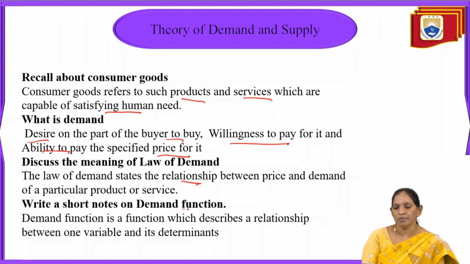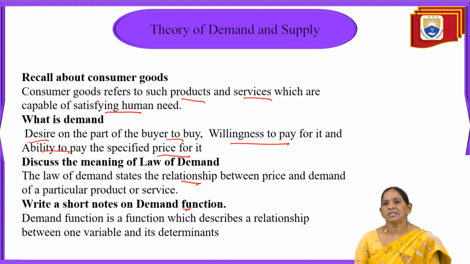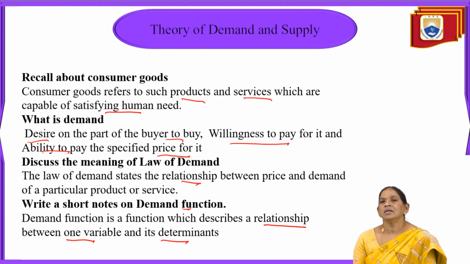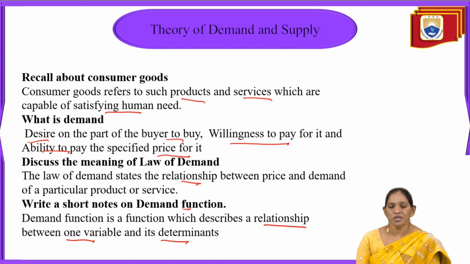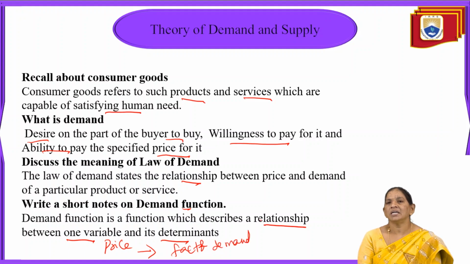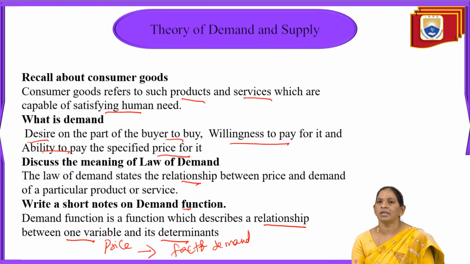Write a short note on demand function. A demand function is a function which describes the relationship between one variable and its determinants. Function means a relationship. We take one variable, that is the price of the product, and how that price changes due to the different factors of demand, expressed in one relation, which we call the demand function. It is the relationship between one variable and its determinant factors.